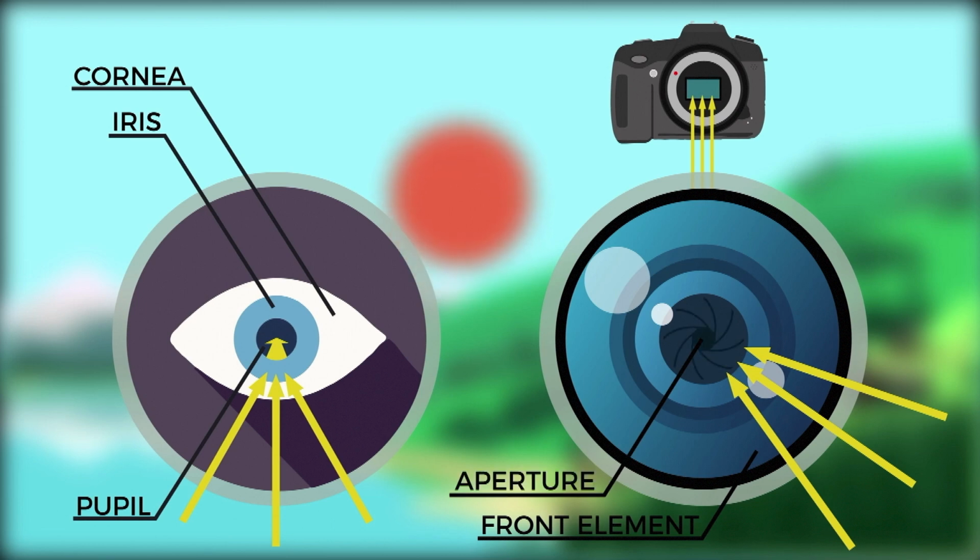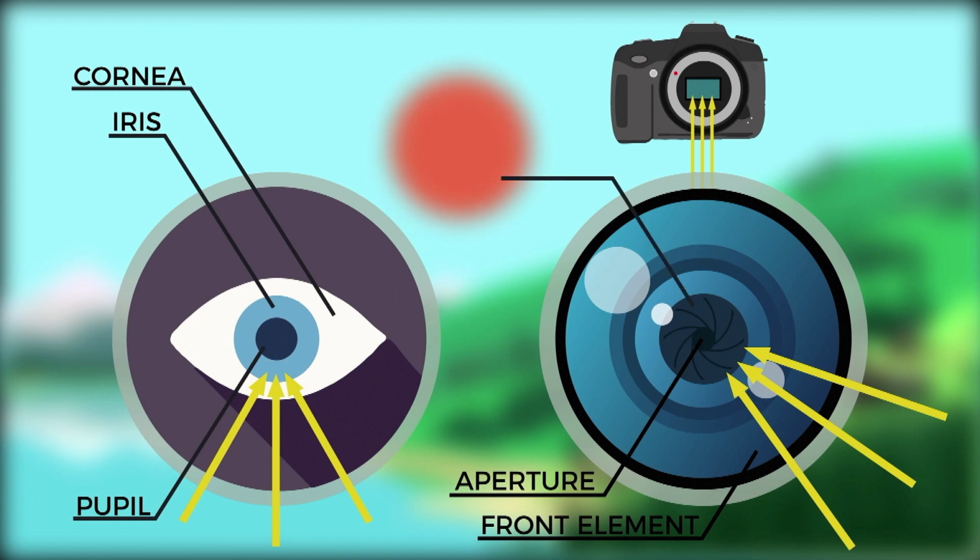The amount of light that falls onto the retina is controlled by the size of the pupil. The larger the pupil, the more light falls onto the retina. The larger the aperture on the lens, the more light enters the camera. The iris of the lens controls the aperture. It is also called the iris or the diaphragm.